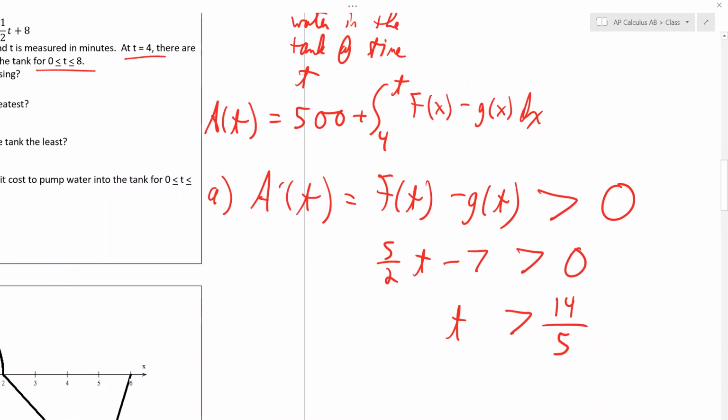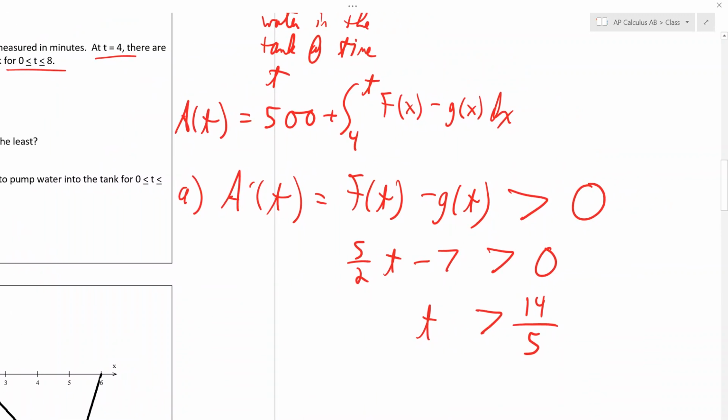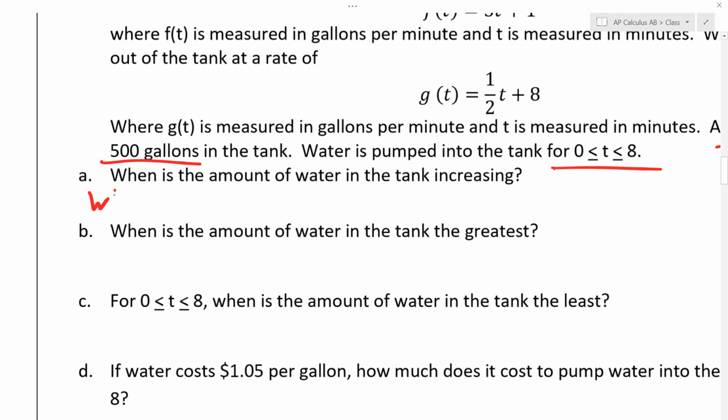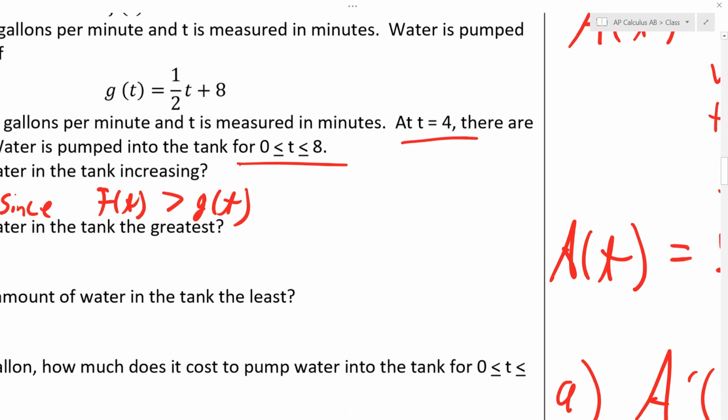And if it said explain, that's your work. I need the derivative to be positive. I got this. And we write our little answer up here: when t is greater than 14 fifths. And if it asks us to explain, which it doesn't, but if it did, you would write since f of t is greater than g of t, or you can also write this, or where a prime of t is positive. That's the same thing. That's how we always tell where something's increasing. We find where its derivative is positive.